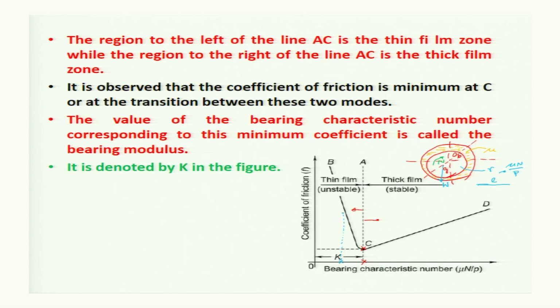Then corresponding to this, the coefficient of friction will be given by, let me draw a straight line, the coefficient of friction will be given by this. This is the coefficient of friction. Now we want to know whether the bearing which is operating here is stable or not.